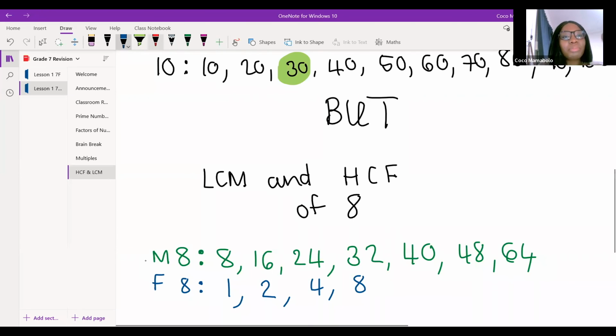Now, guys, which lowest common multiple and highest common factor of 8 shows up? Which number shows up in both? That's it, Mujalifa. Now you're seeing it. What is the lowest common multiple and the highest common factor of 8, guys?